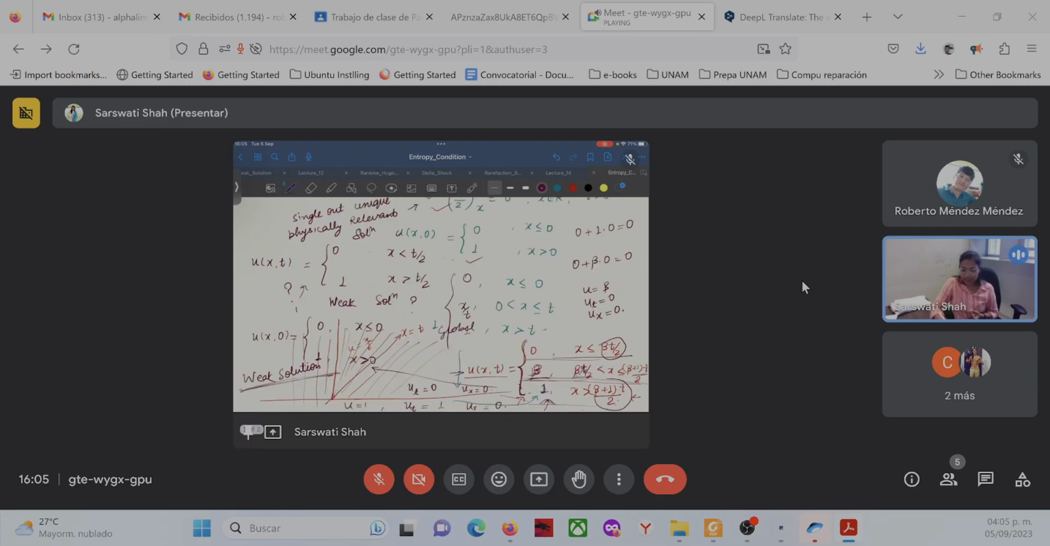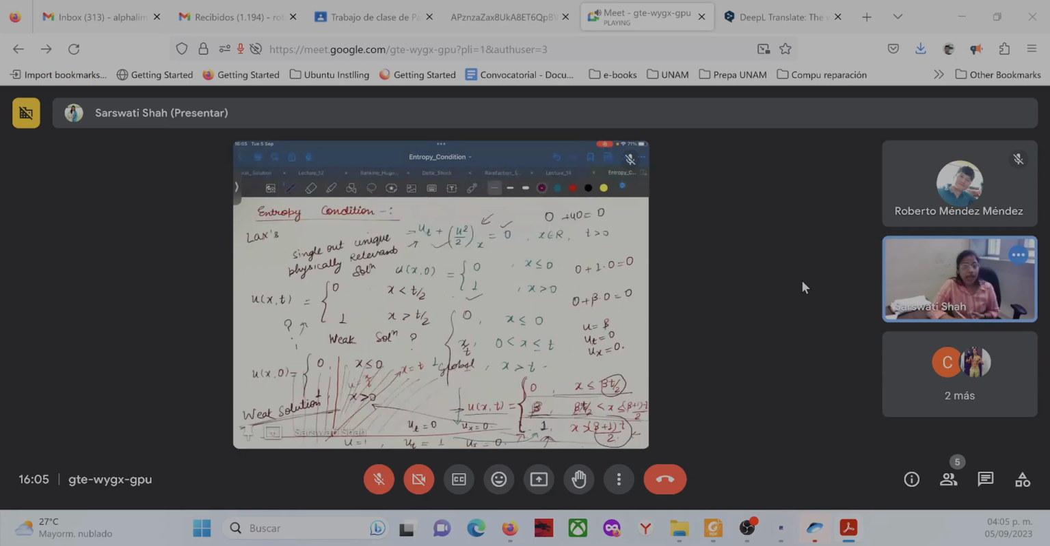So an author named Lax came and he said, okay, let me give a criterion that will identify the unique weak solution, and the criterion was u_L is greater than the shock velocity. You already know, you can compute s equals jump in f(u) over jump in u. So u_L is greater than s is greater than u_R. So I am stopping this class here, but for sure tomorrow we can talk.